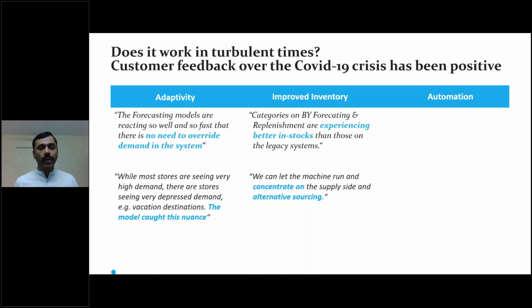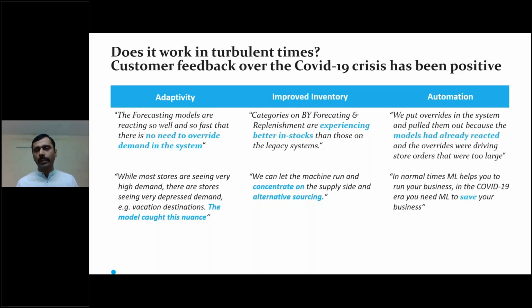And they actually found it to be easy in terms of working, that they could just allow the system to run, and the planners were then just focusing on making sure the supplies are aligned to what my forecasting models are saying. Right? And the third aspect around automation, this particular customer was wanting to put some overrides, but then they figured out that the model had already caught the trend, and they were already reacting to the changed scenario. So they did not have to actually put overrides into the system.